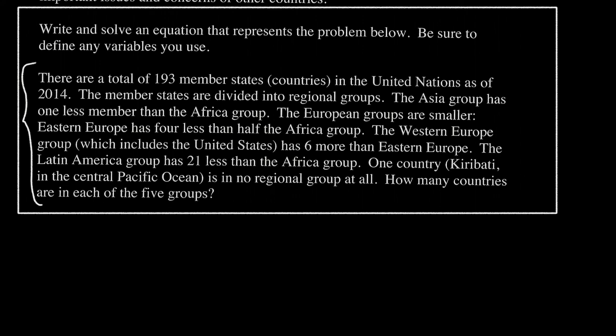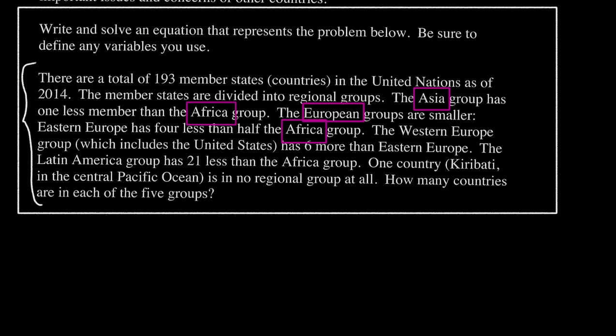So there are a total of 193 member states, countries in the United Nations as of 2014. The member states are divided into regional groups, and you can see some names of the regional groups. There's an Asia group. It has one less member than the Africa group. The European groups are smaller. Eastern European has 4 less than half the Africa group. So this is the European group, but they're using the African group as a reference point. The Western European group, which includes the United States, has 6 more than the Eastern European group.